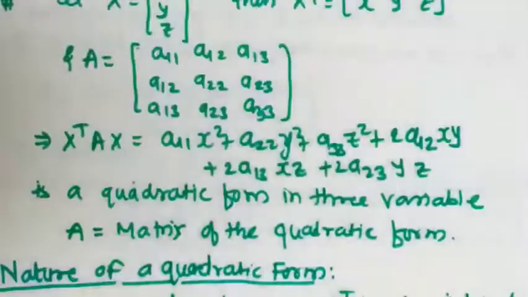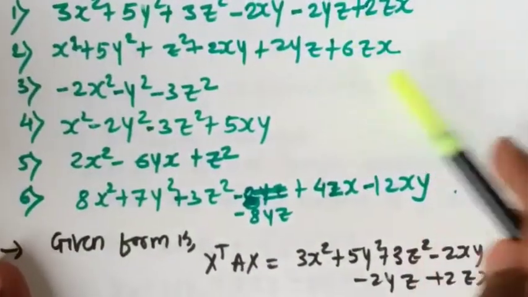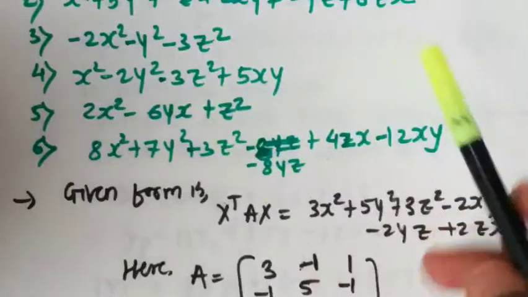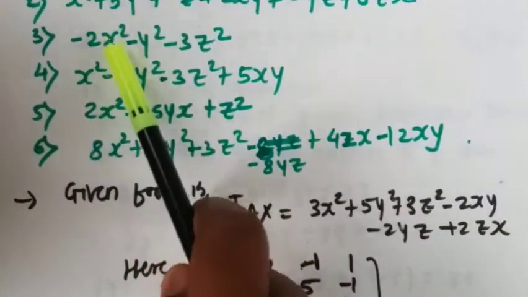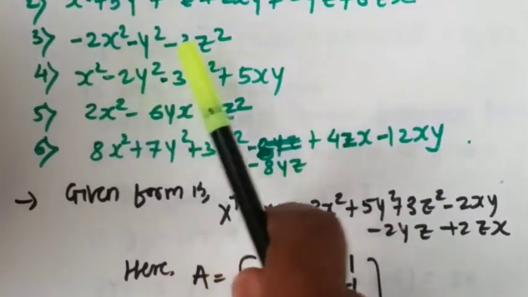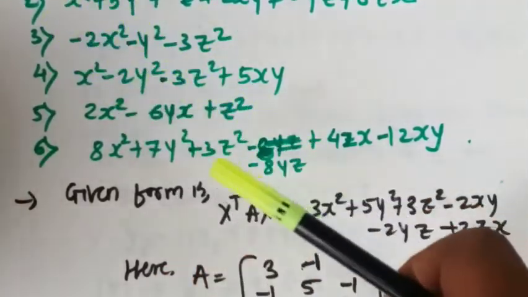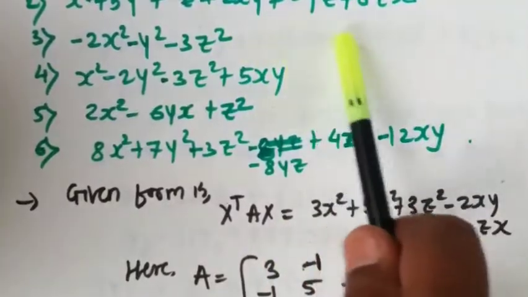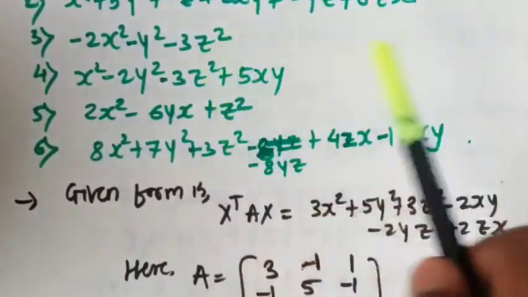In a similar way, you play with these examples and try to get the answers. So the first two I have solved. The next 4, 5 examples you can play with. Here, the matrix of this quadratic form will be minus 2, minus 1, minus 3. We only get a diagonal matrix, and all other entries will be 0 because we have no coefficients of xy, yz, zx. So they will be 0.